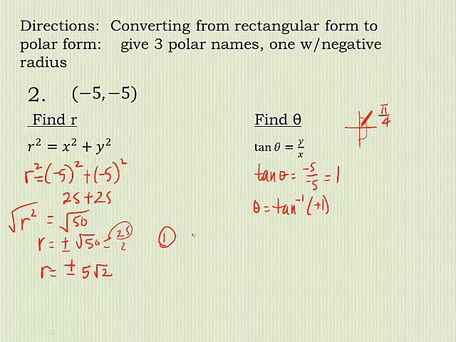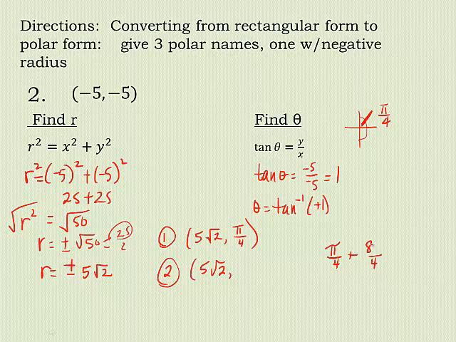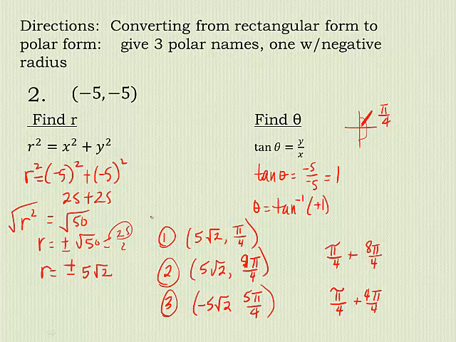So for point number 1, our first answer would be 5 square roots of 2, and our angle is pi over 4. Point 2, radius stays the same. To get my new angle, I take pi over 4 and add 2 pi. The denominator's 4, so this would be 8 pi over 4, and that means my angle is 9 pi over 4. Point 3, I make my radius negative, and I'm simply going to add 1 pi to my angle. So that's 4 pi over 4, which gives me 5 pi over 4. So there's my 3 points.